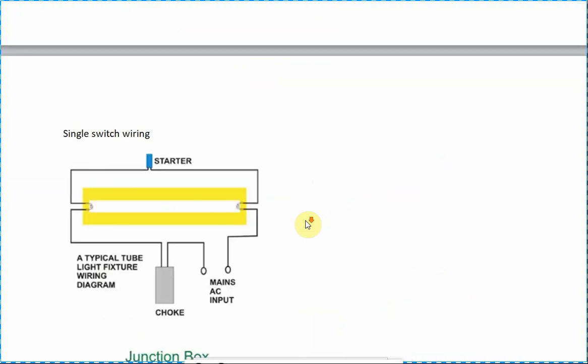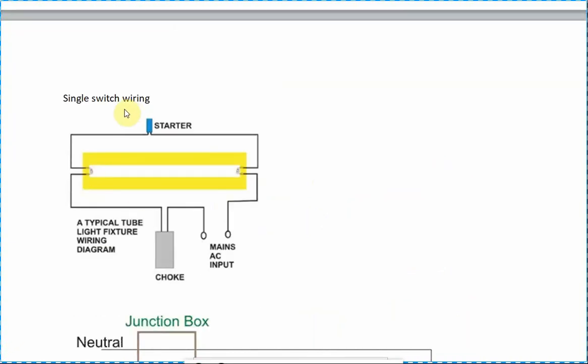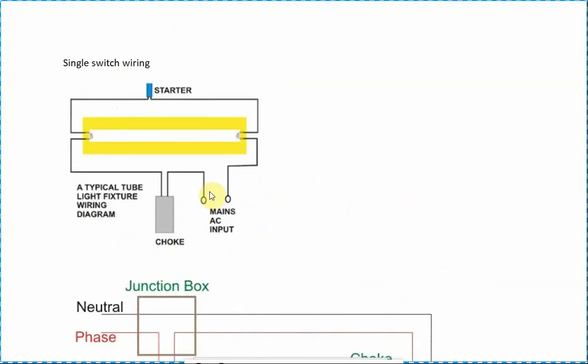Okay. So this is a single switch wiring type. See here, the main power supply is there. This is about the inside connections of the total tube light connections.